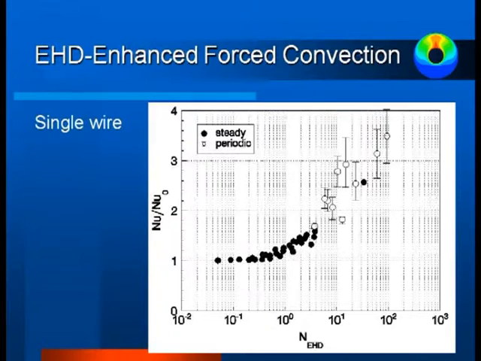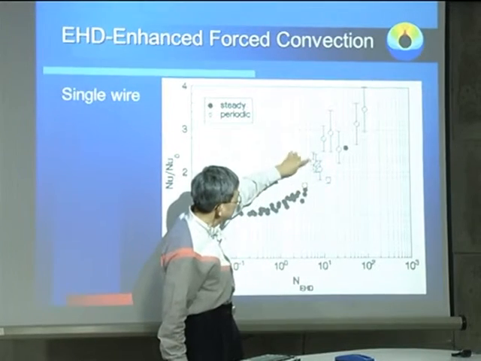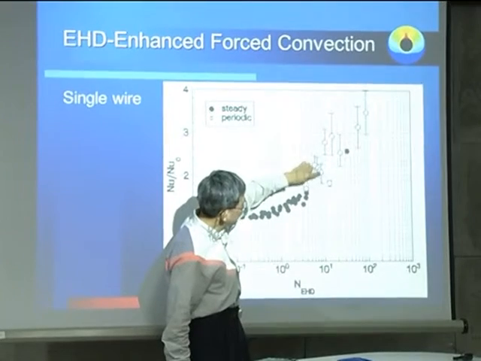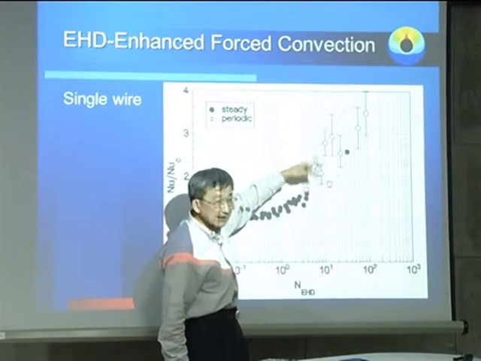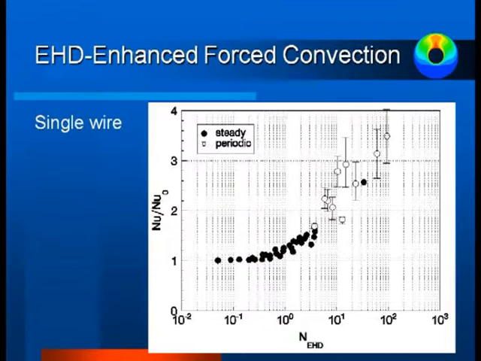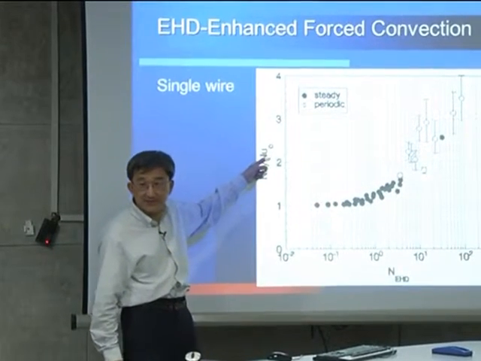So for the steady state, there's an increase, but the enhancement is not as dramatic as the one with oscillatory. And so for the oscillatory case, I put this error bar, so that gives you the idea of oscillation. Okay, this is something. If you look at this magnitude, it is significant.